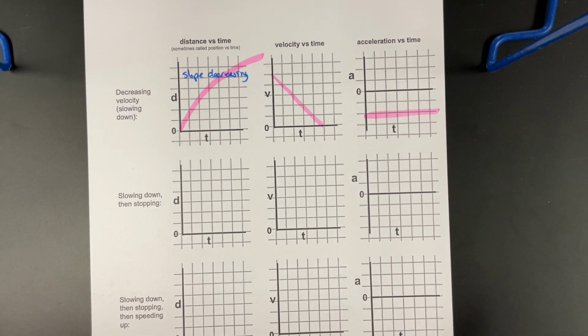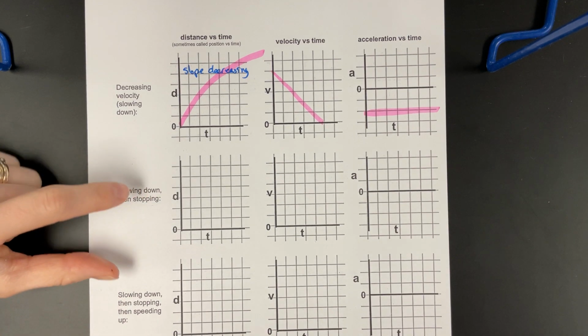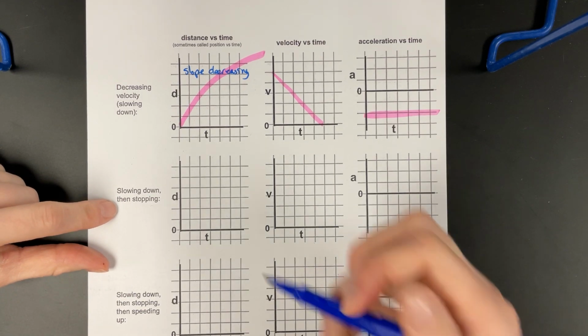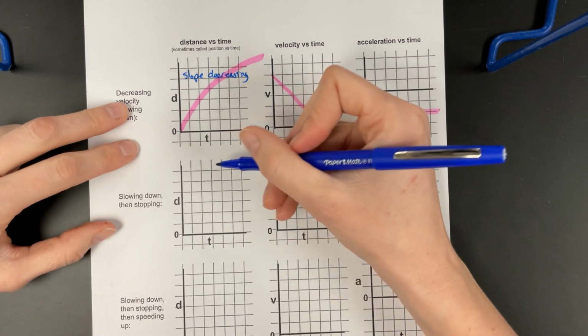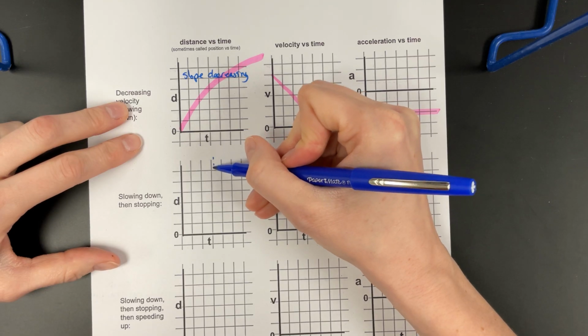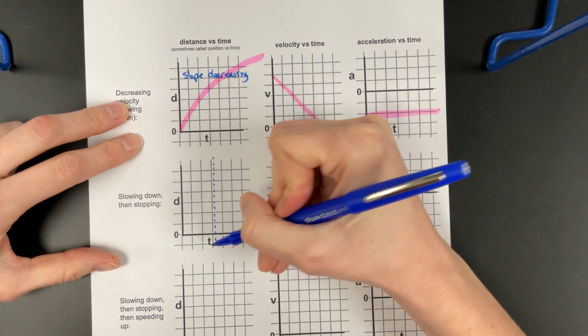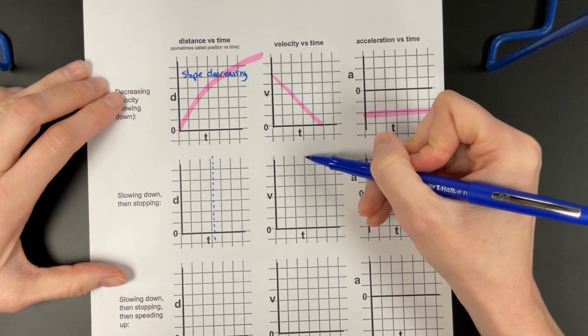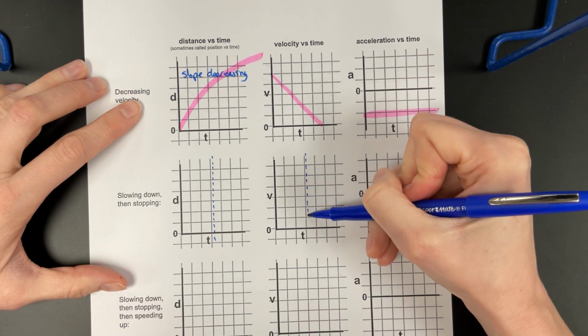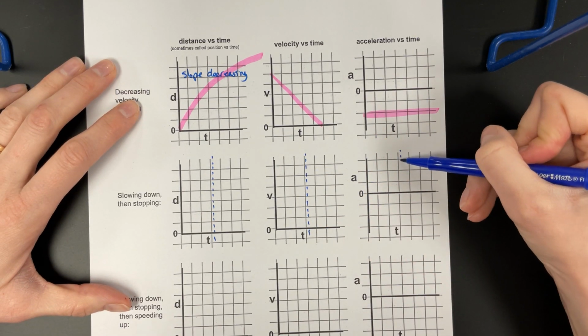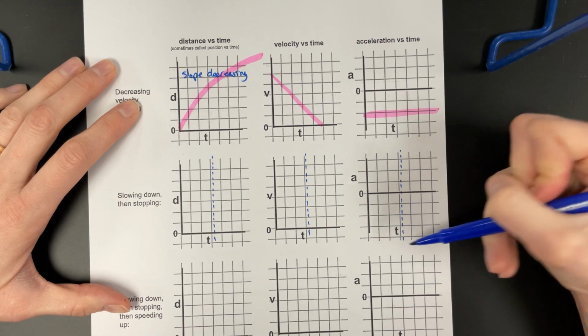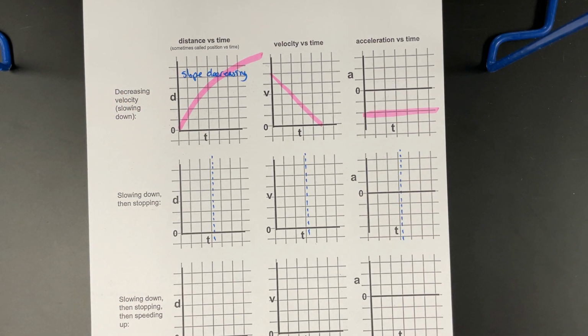All right, the next couple have different segments to them, like different parts of the story. So I'm going to look at that, and I'm going to actually divide up my graph in that way. Next one, it says slowing down, then stopping. So I've got 2 parts to this motion. So I'm going to divide my graph into 2 parts, just so I can really clearly see what's what. I'm going to do that so all of my graphs match. Because remember, all 3 of these graphs are showing the same thing, the same motion or the same story.